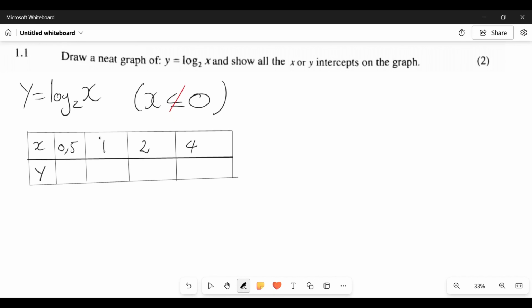If x is 0.5 in our equation, this gives us -1. If x is 1, this gives us 0. If x is 2, this gives us +1. And if x is 4, that gives us 2. So this is your table. Use your table, guys, to draw your graph. Let me draw the Cartesian plane.